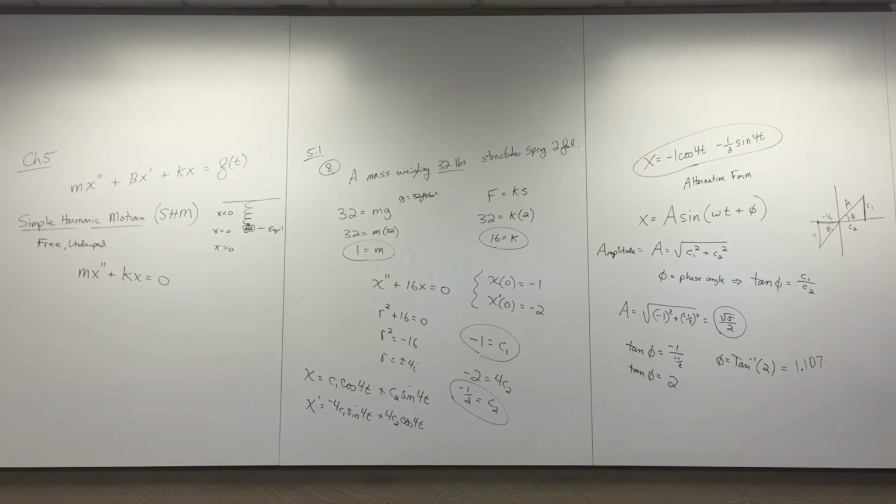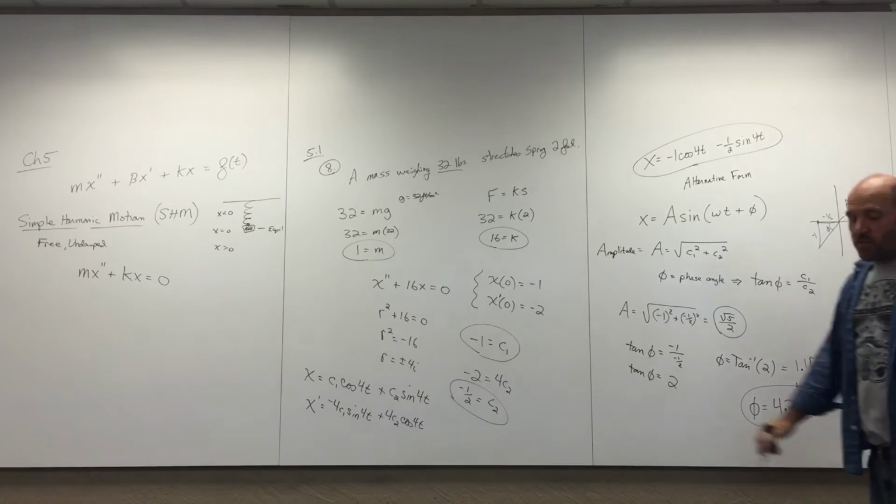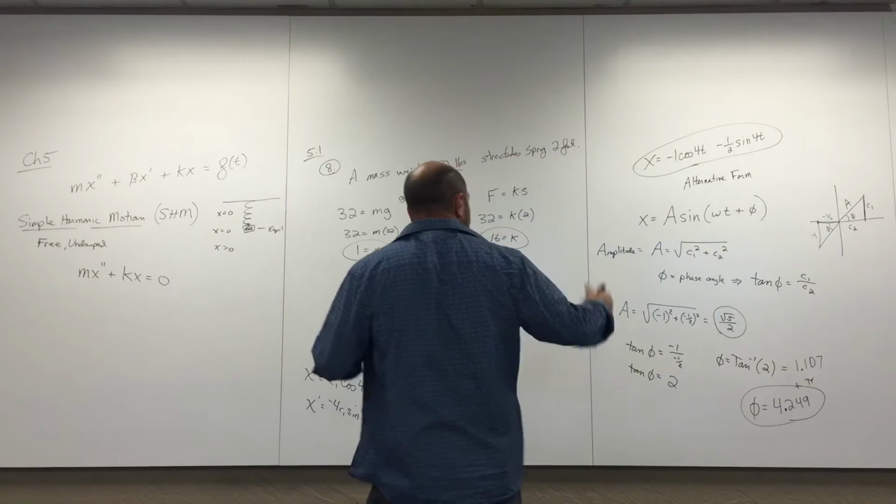How do I do that? Add pi. Yes, add 180 degrees or add pi. So this is not the proper phi until you add pi. Go ahead and add pi and round it to 3 decimals, and your phi is 4.249. All right, you guys, we did it. We found the amplitude, we found the phase shift, and what we can do now is write this position equation in its alternative form.